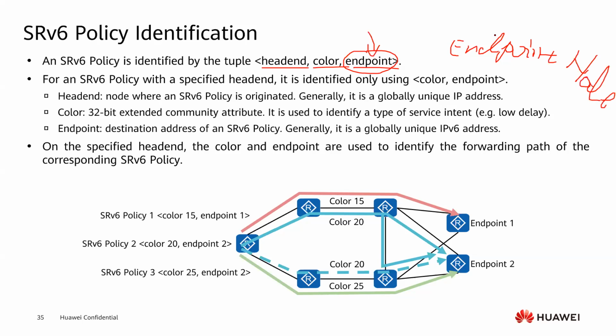Endpoint and endpoint node are different. An endpoint node is a type of device, and the endpoint means the end of the tunnel, the other end of the tunnel. Each of these devices is an endpoint node, but the endpoint is from the source to the destination.